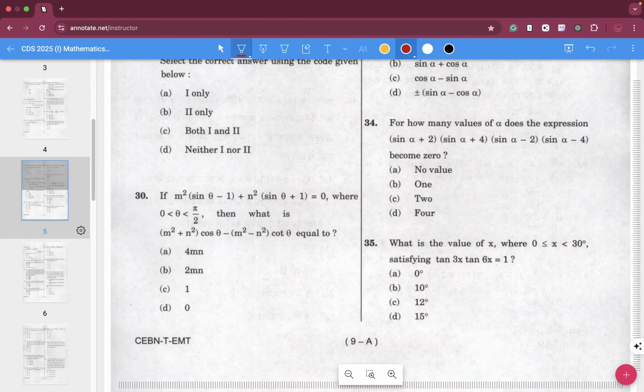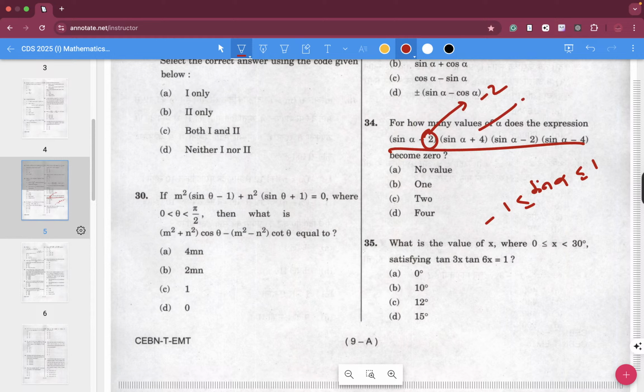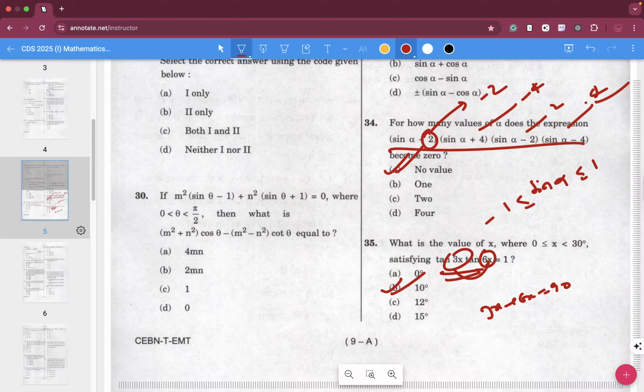And for this question we found out that for this expression to be 0, sine theta can only be between -1 and 1, and for it to be 0, it was supposed to be this value, which is not possible. So that is why there are no values possible over here. For this to be 1, the summation of these two values 3x plus 6x has to be 90, which means x is equal to 10, folks.